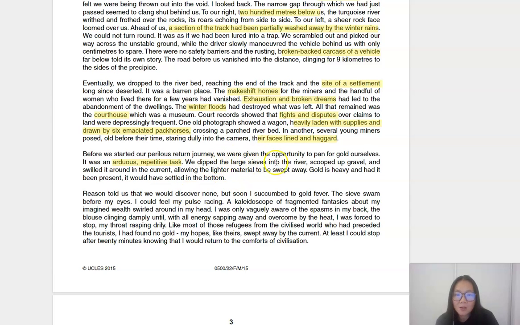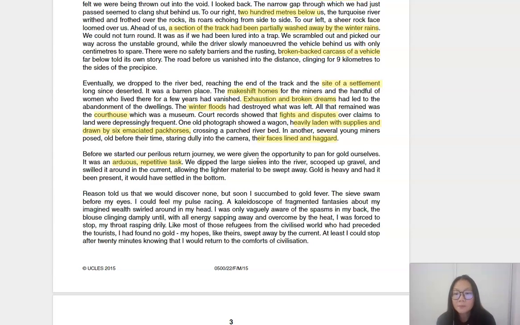We dipped the large sieves into the river, scooped up gravel, and swirled it around in the current, allowing the lighter material to be swept away. So this is how they pan for gold. Gold is heavy, and had it been present, it would have settled in the bottom. So this you can use to describe your working conditions. This is what you do day on day.